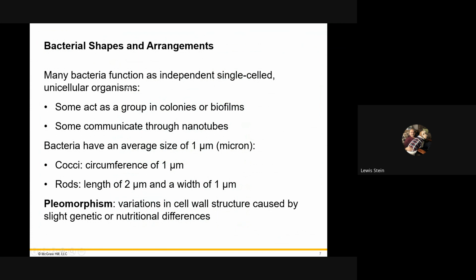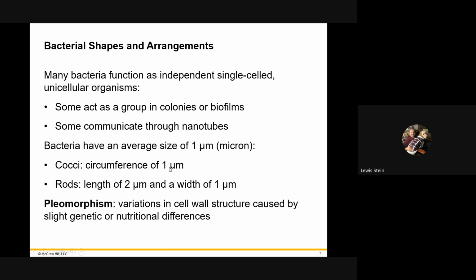So many bacteria function independently. Colonies in biofilms, you're going to see colonies in the lab. There are little communication tubes, that's fine. So it's not as though they're existing alone; there's a network kind of effect. Very tiny, 1 micron. A red blood cell, something you'll probably look at in the laboratory, and will cover or have covered in AP2, is about 7 or 8 microns. So a bacterium is typically 10, 15% the size of a red blood cell.